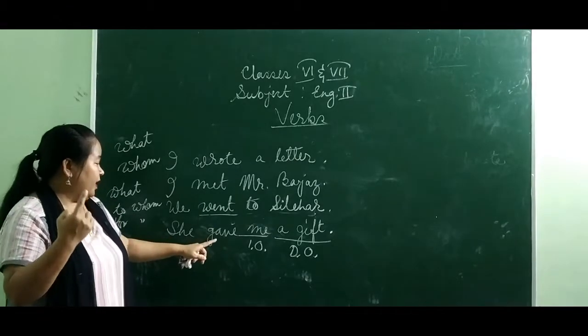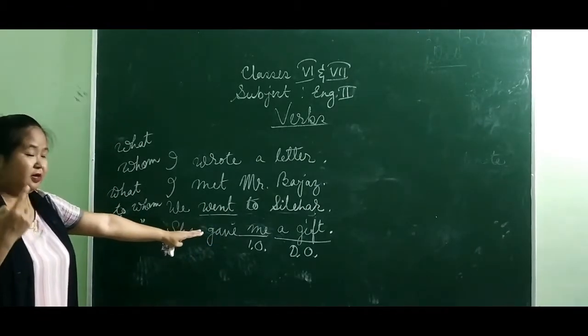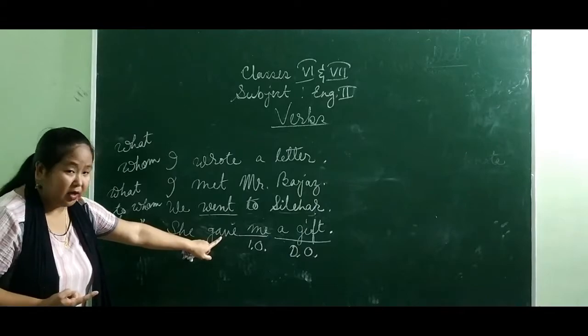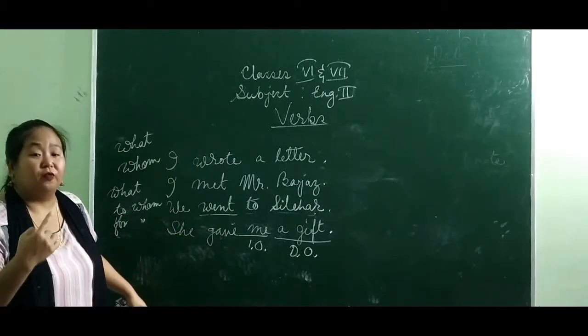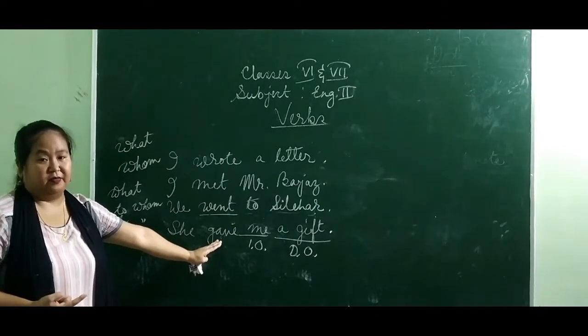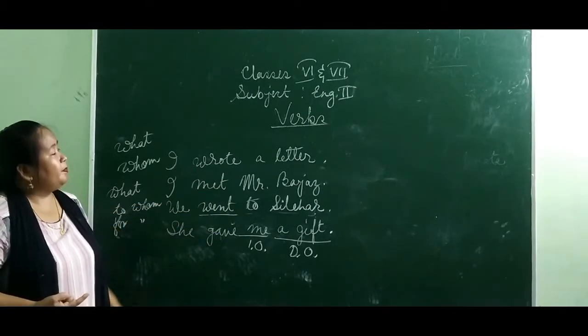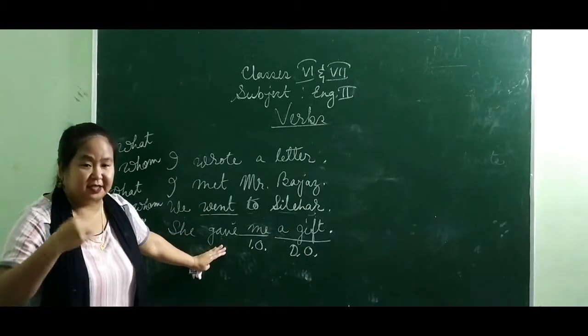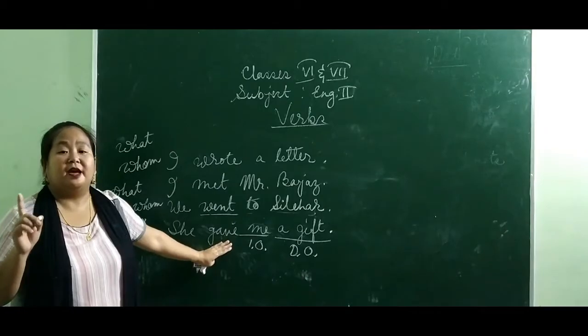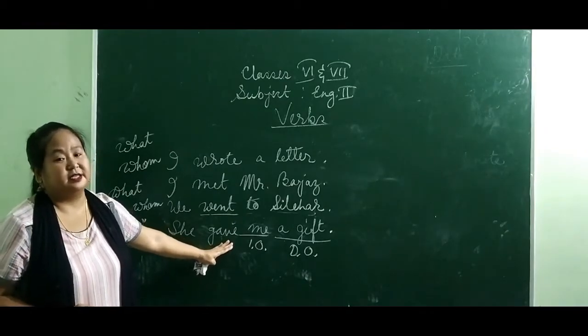To find a direct object, we ask what to the verb. To find an indirect object, we ask to whom or for whom to the verb. But remember, a verb which takes an object is a transitive verb. A verb which does not take any object is an intransitive verb.